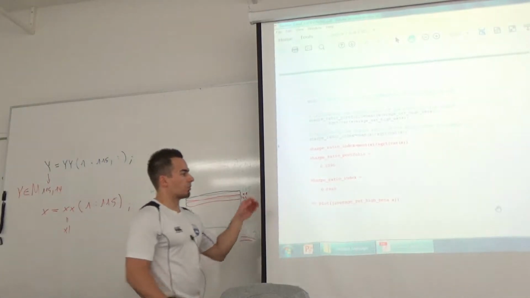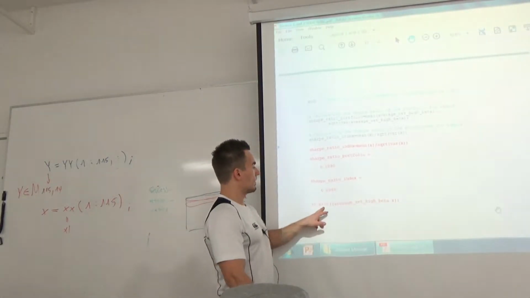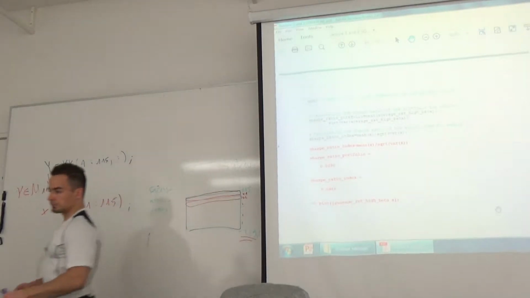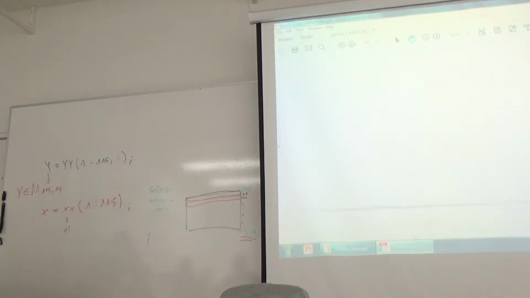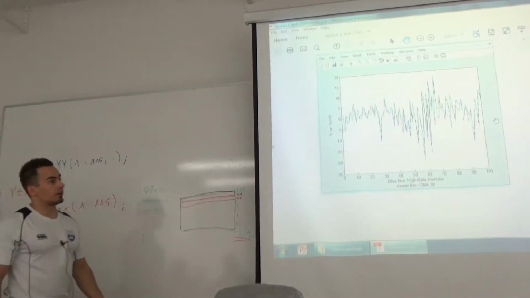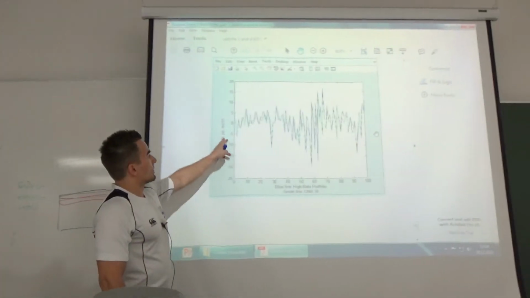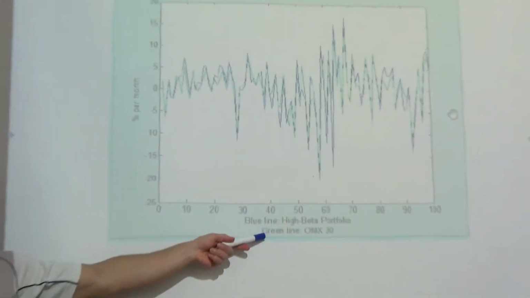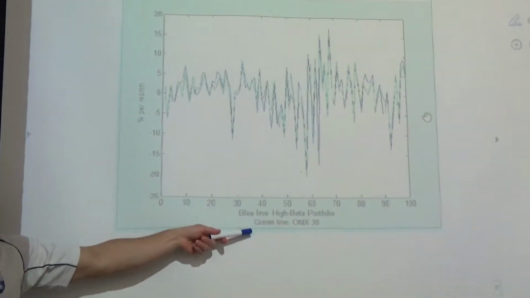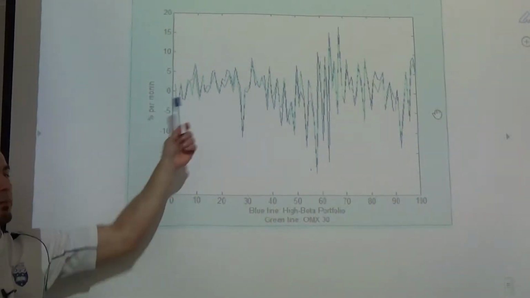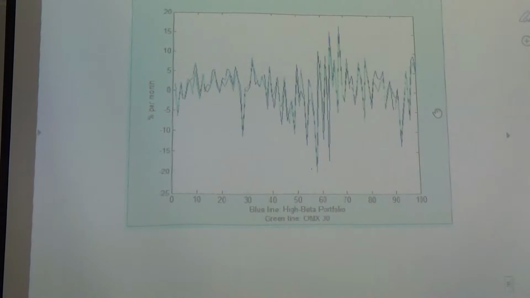Then again, we can of course plot our time series now. Same thing that we have already done earlier, this plot command. Then we can see the time series evolution of these two portfolios for the second subsample here. Over time, it looks like that. I plotted it here. Again, the green line is the OMX 30, the market index, and the blue line is our high beta portfolio for the second subsample.